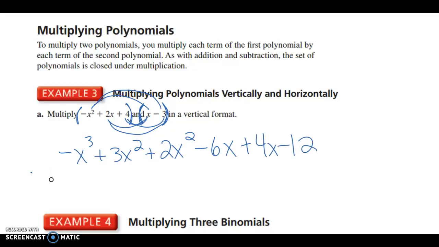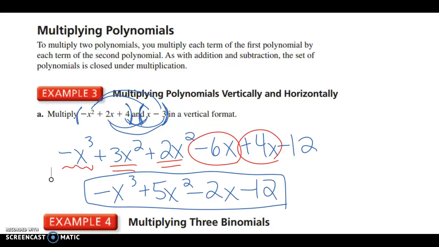And then just combine like terms to get your final answer. So this should be your final answer for example 3. Check to make sure you have the same work as me.